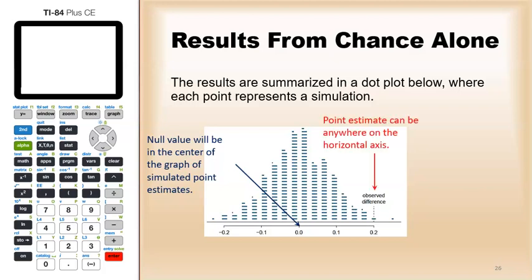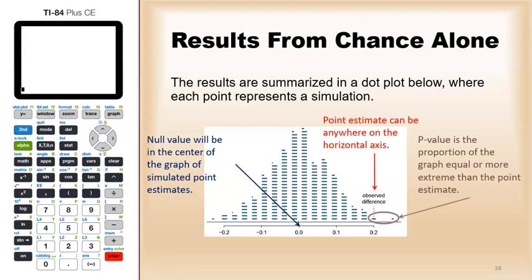The point estimate can be anywhere along that horizontal axis, from the negative or positive side, anywhere. In our case, in this study, we had a point estimate of 0.2, so that's our observed difference. And then the proportion of these dots that are equal or more extreme than the point estimate is what's called the p-value. And that's going to be the number that decides whether we go with the null hypothesis or the alternative.